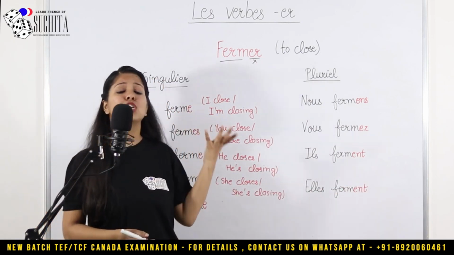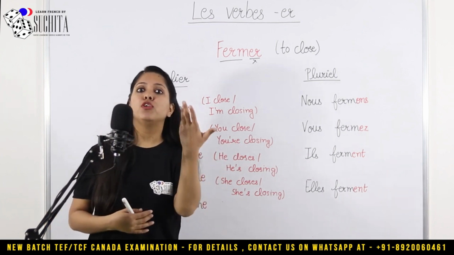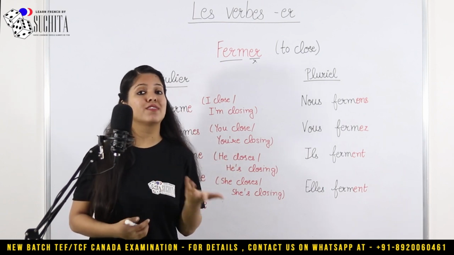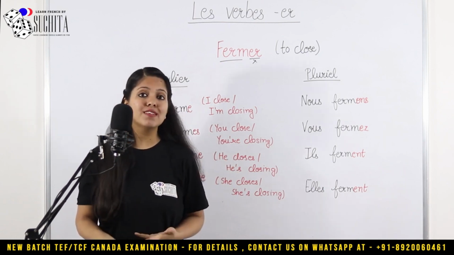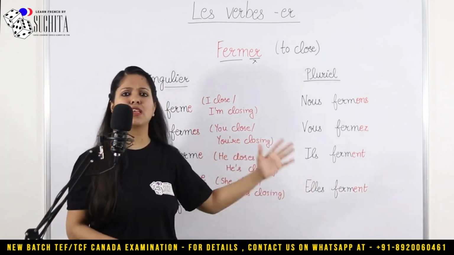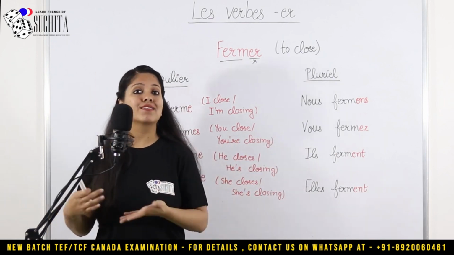Je ferme, I close or I am closing. Tu fermes, you close or you are closing. Il ferme, he closes or he is closing. Elle ferme, she closes or she is closing. On ferme, I've not written it because it is same in all the cases. So on ferme, that's one closes or one is closing.